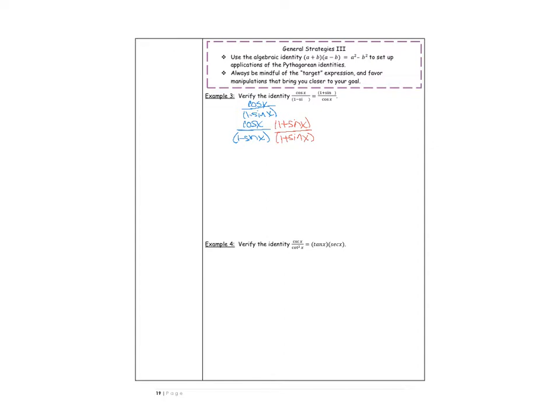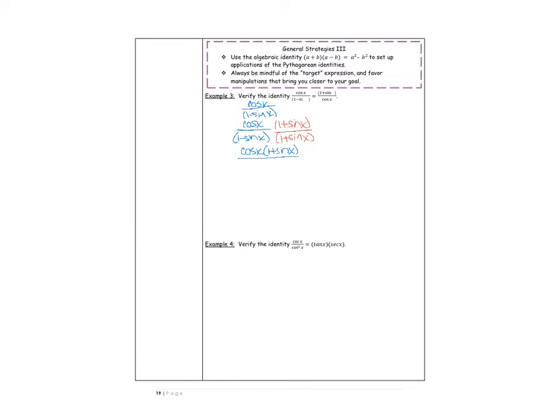So we'll start by multiplying the numerator, but actually I'm just going to leave it as cosine of x times 1 plus the sine of x.